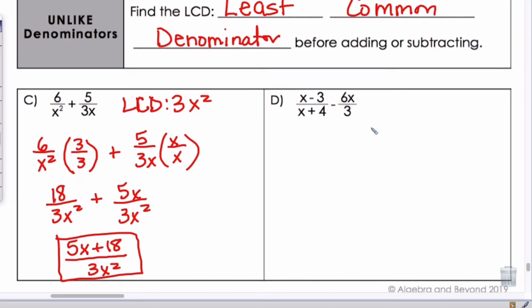Okay, let's look at letter D. I want to find the LCD.